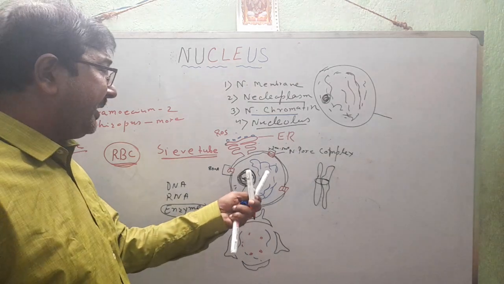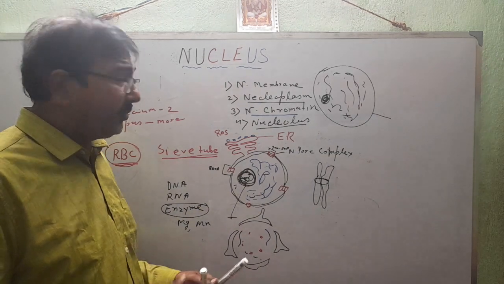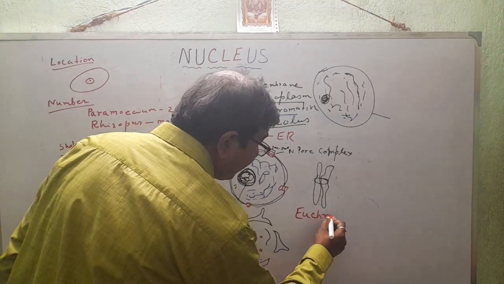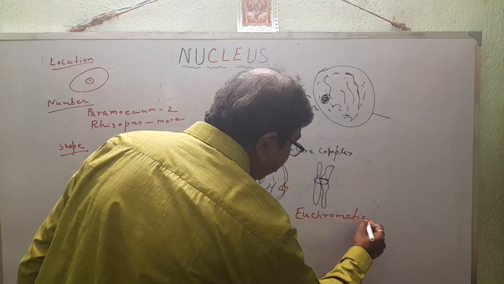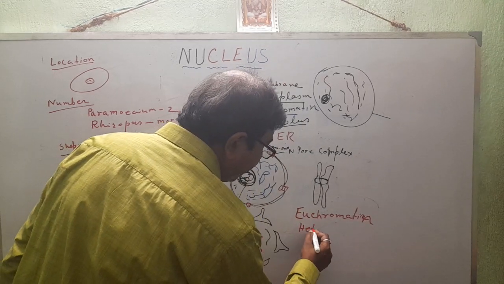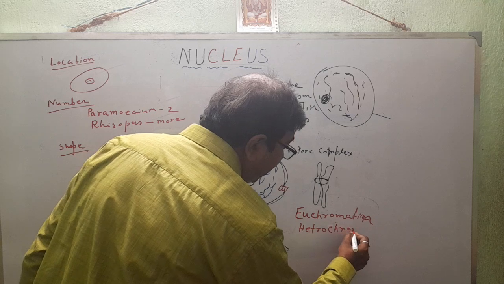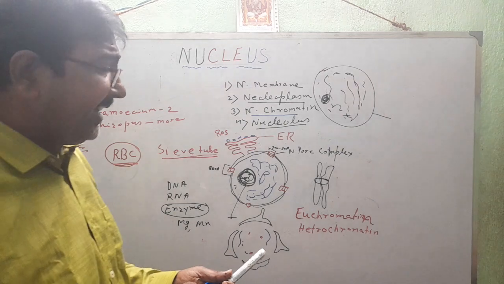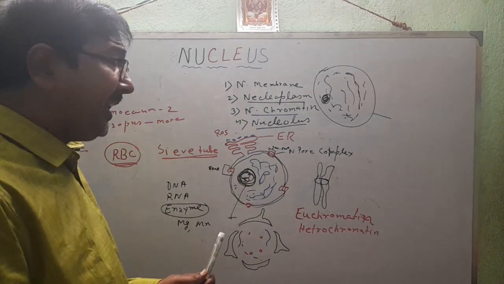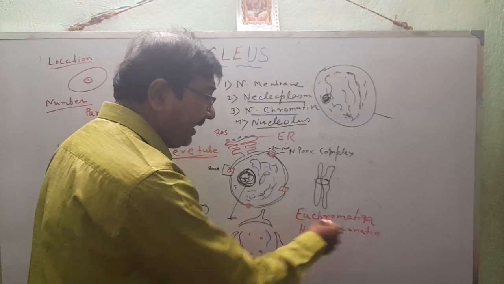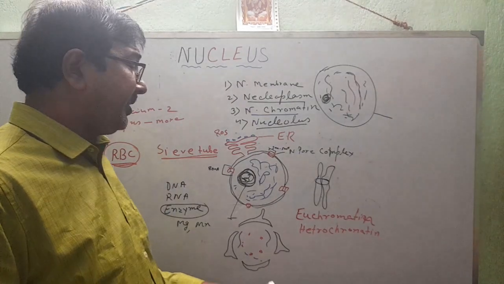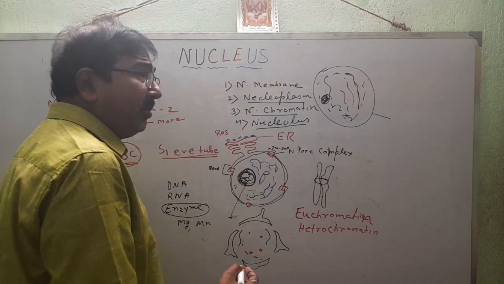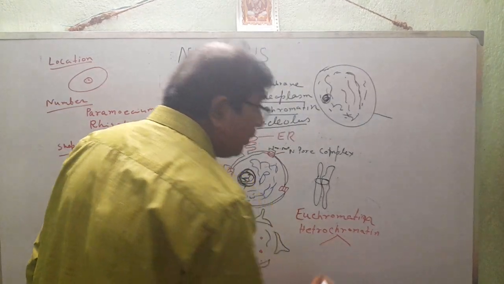Today, for nuclear chromatin, there are two types of chromatin. One is euchromatin, another is heterochromatin. Euchromatin is genetically and transcriptionally more active. That's why it is euchromatin. And heterochromatin is transcriptionally and genetically less active. These are called heterochromatin.